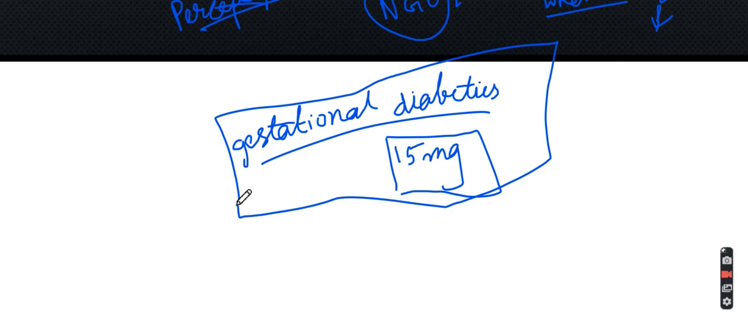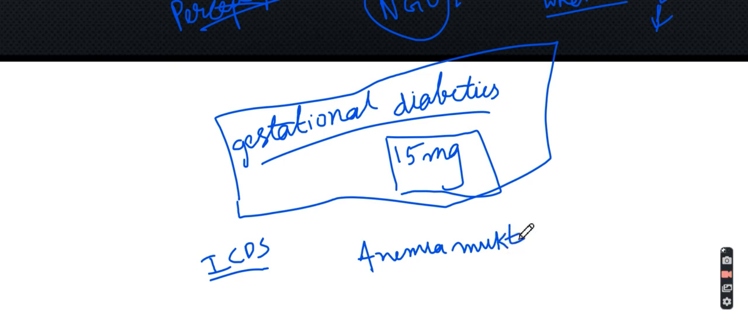Because the government already tried to make some efforts with the ICDS scheme. I think ICDS midday meals are very famous all over India, you know that. And there was a campaign called Anemia Mukt Bharat. So that Anemia Mukt Bharat may have been successful to some extent, but largely it didn't achieve its objective.